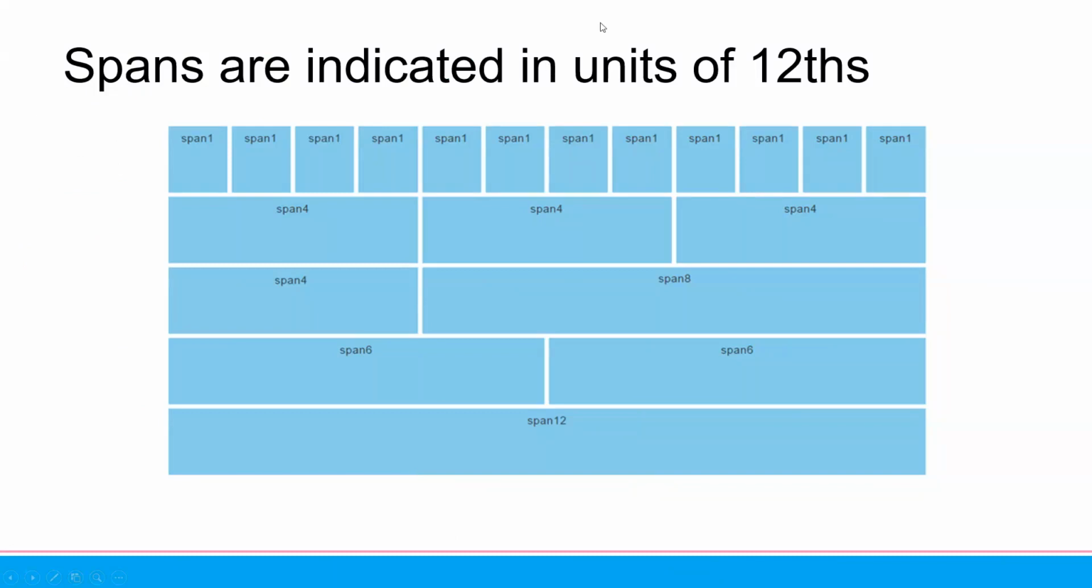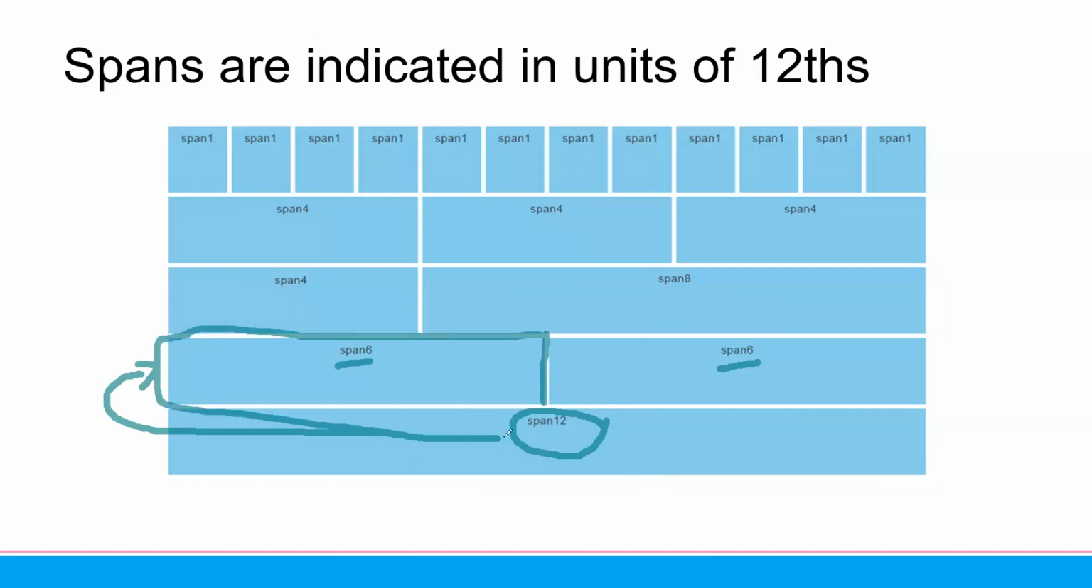They use the number 12 because 12 is divisible, or 12 can be divided by many numbers. For example, if you split 12 into 2, you can have span 6 and span 6. So there will be 2 layouts from the overall layout.